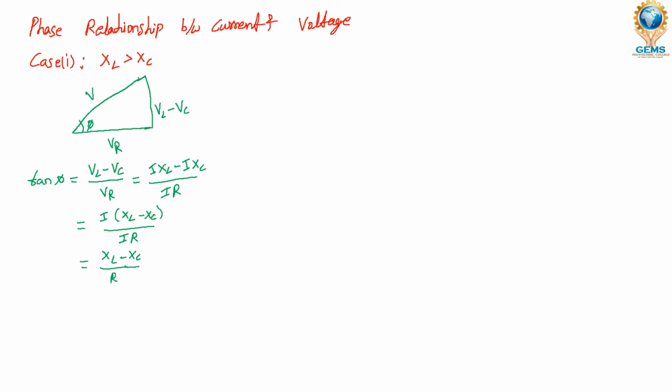Okay, and we are going to see power factor cos phi. Cos phi is adjacent by hypotenuse. Adjacent we have VR, hypotenuse is V, VR equals I into R, V equals I into Z. We will get cos phi equals R by Z. This is case 1. Next we are going to see case 2.